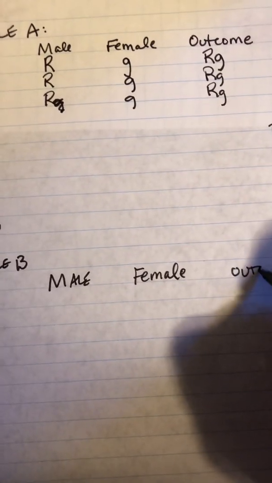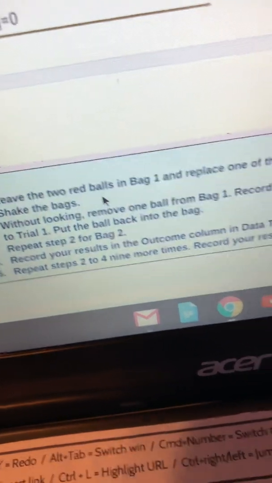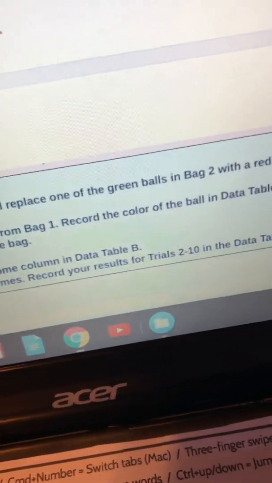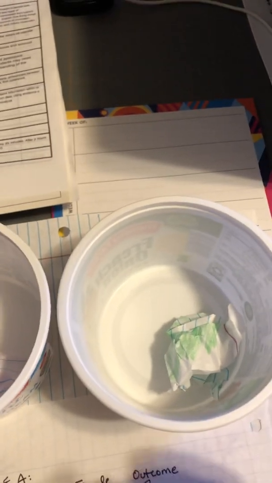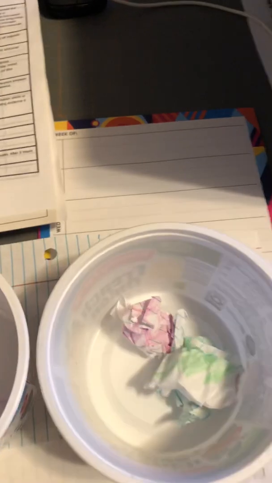and outcome. Okay, now our directions say to leave 2 red balls in the first cup and to replace one of the green with a red. Okay, so we're going to leave 2 red here. We're going to take out one of these green, set it aside. We're going to take one of our other reds, crumple it up, toss it in.